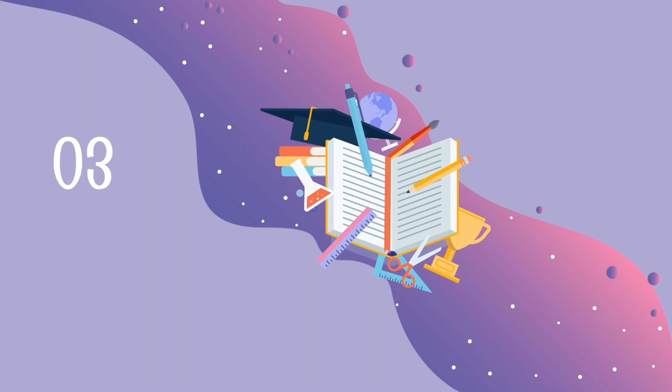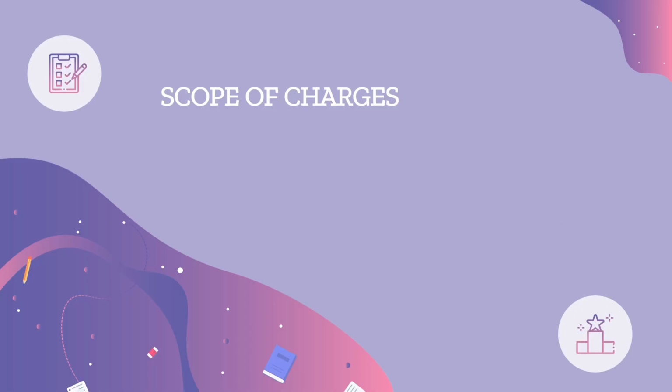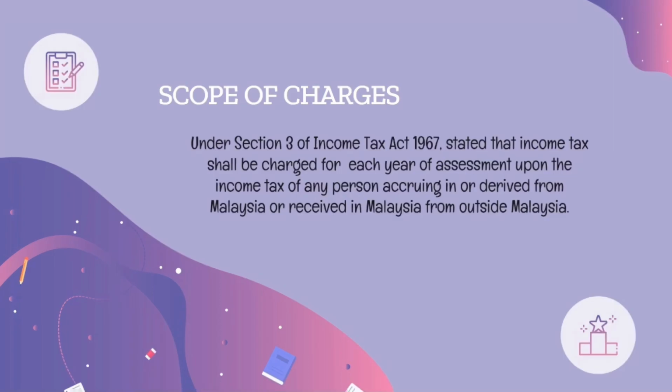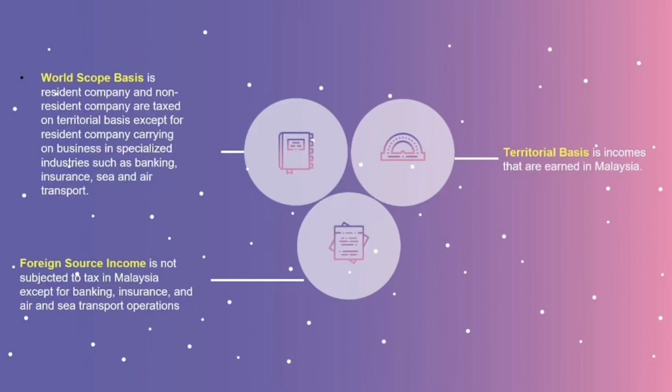Next, I will be explaining about scope of charges. Under Section 3 of Income Tax Act 1967 stated that income tax shall be charged for each year of assessment upon the income tax of any person occurring in or derived from Malaysia or received in Malaysia from outside Malaysia. There are 3 categories of scope of charges. The first one is territorial basis, the second one is foreign source income, and the third one is world scope basis.